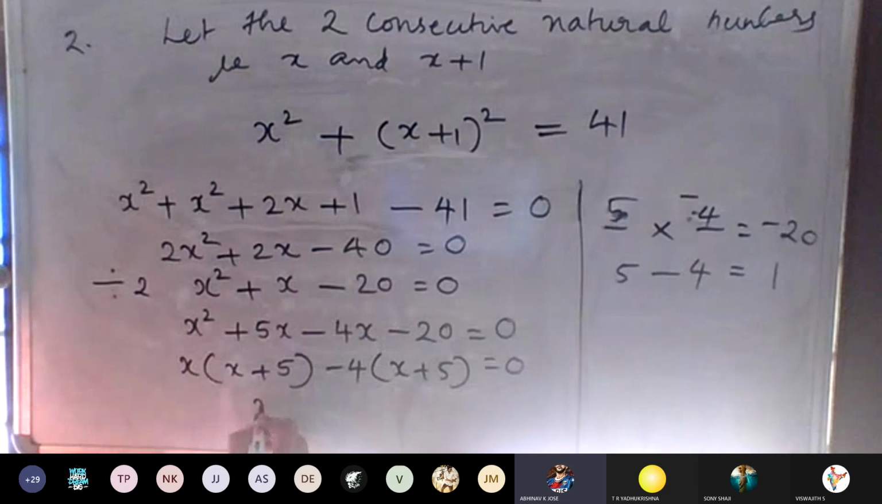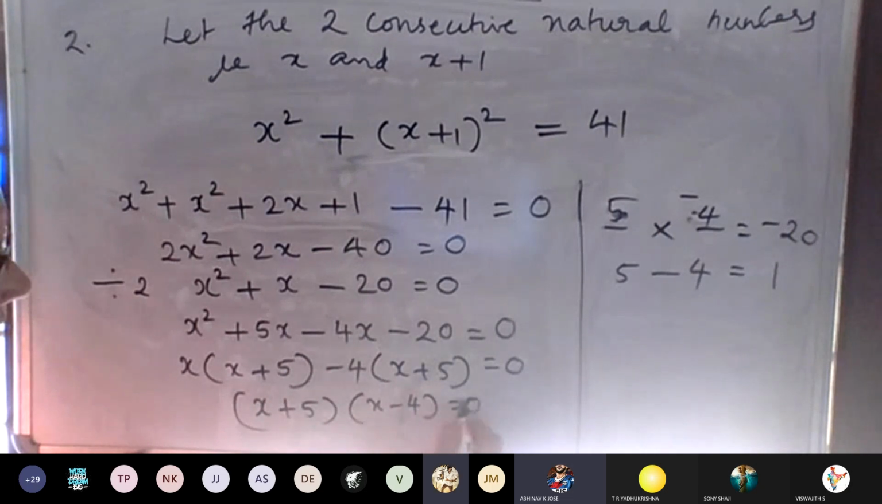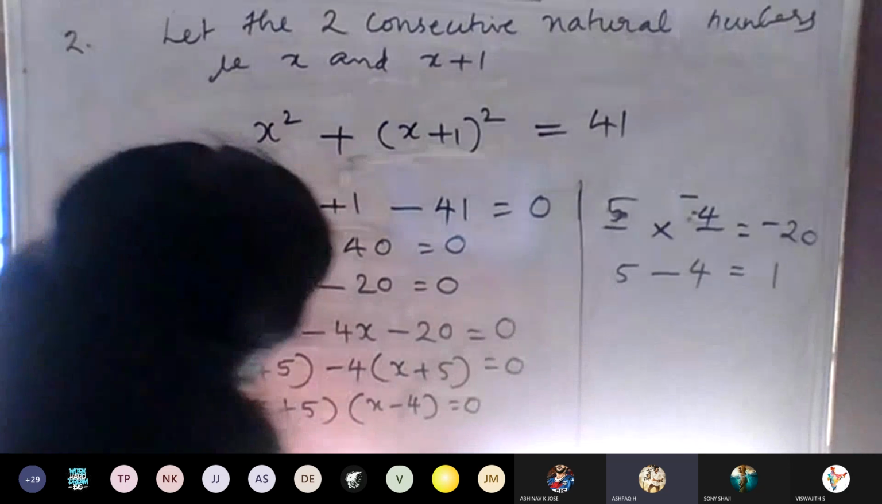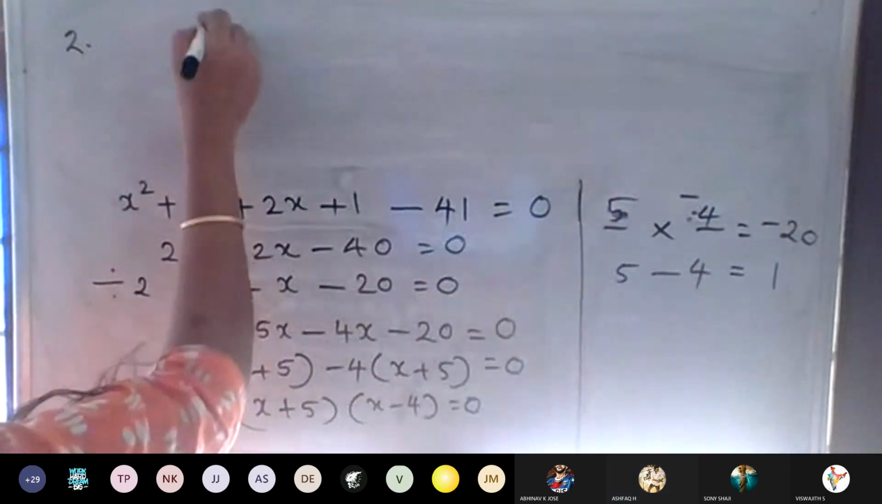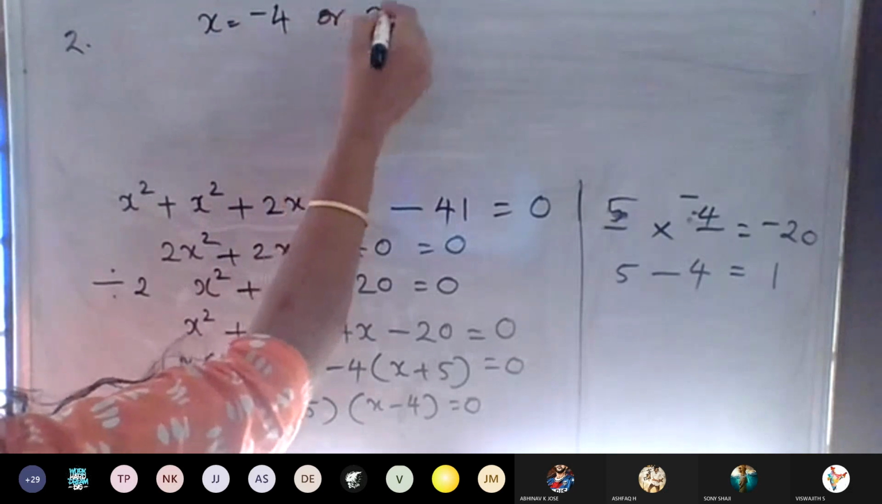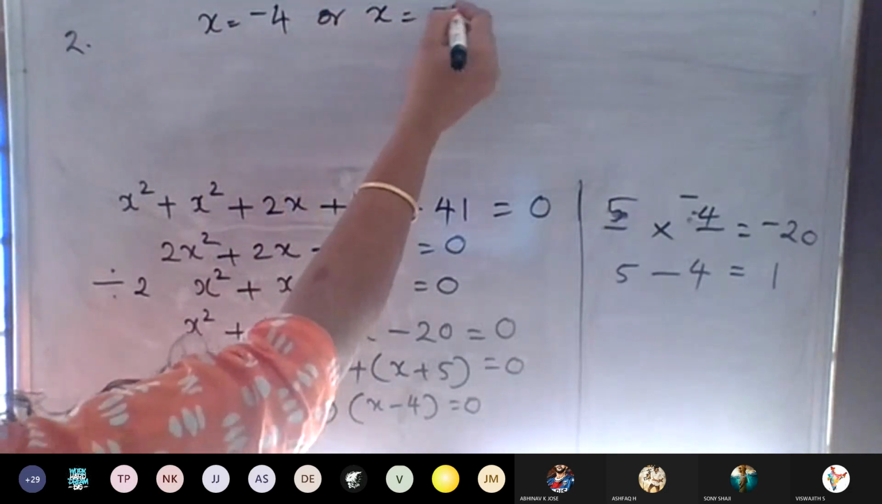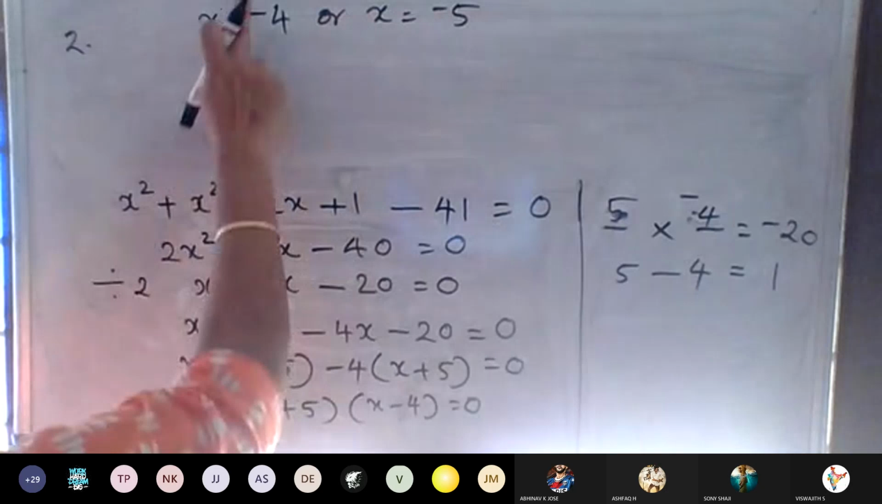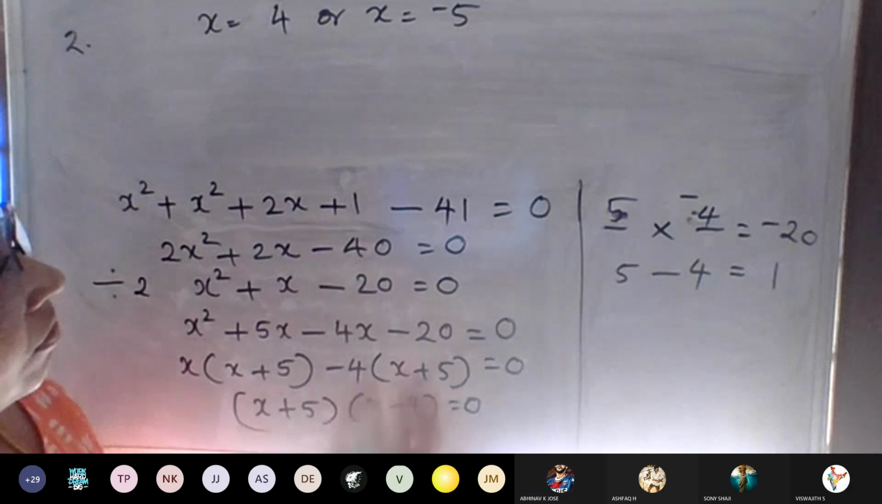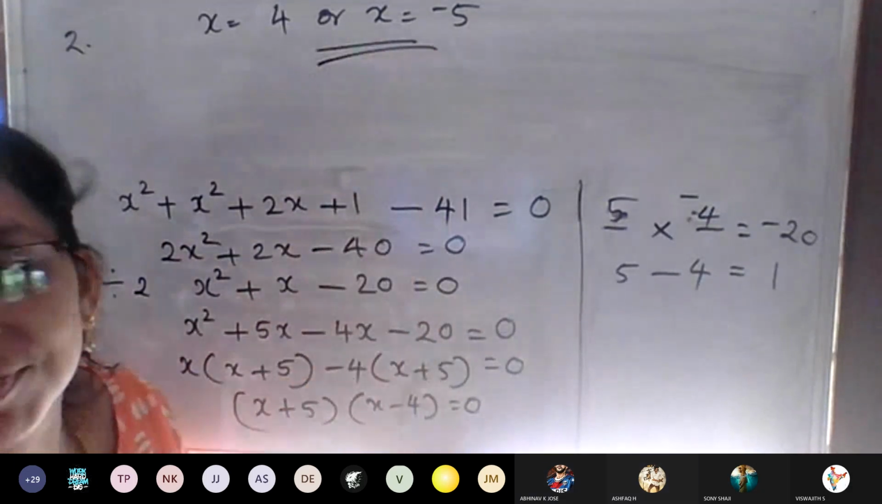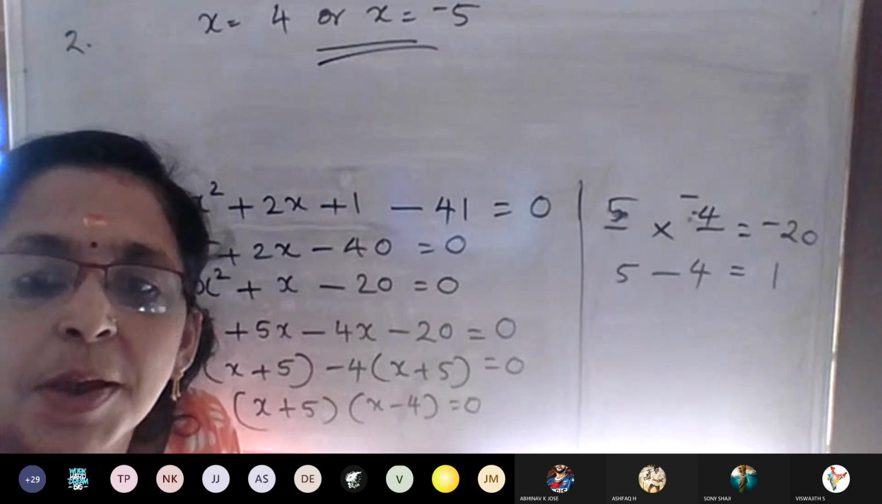Same as the previous question. X is equal to negative 5 or x is equal to 4. Positive 4, no? Completed, no?